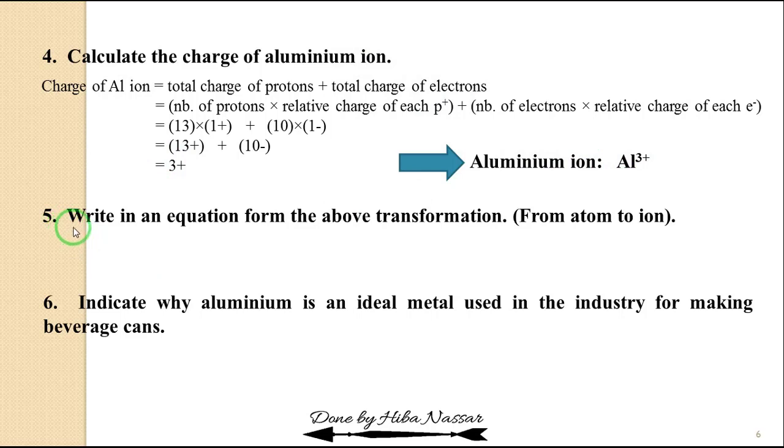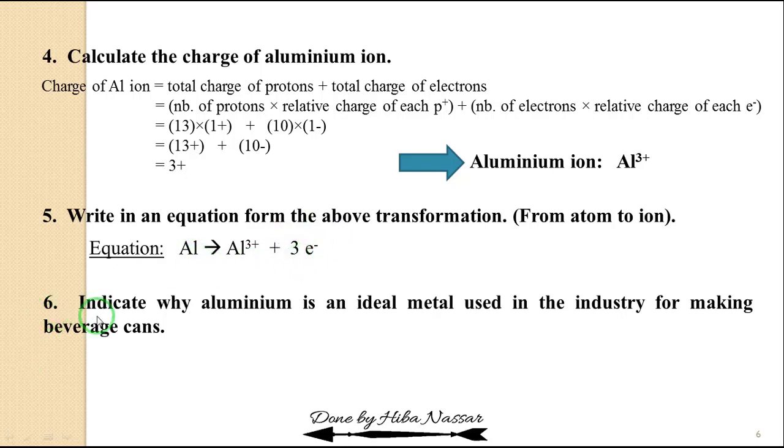Question number 5. Write in an equation form the above transformation, means from atom to ion. So we can say that aluminium Al gives Al3 plus, this is the ion, by losing 3 electrons. So we write here plus 3 electrons. We have the electrons after the arrow, since aluminium atom loses 3 electrons.